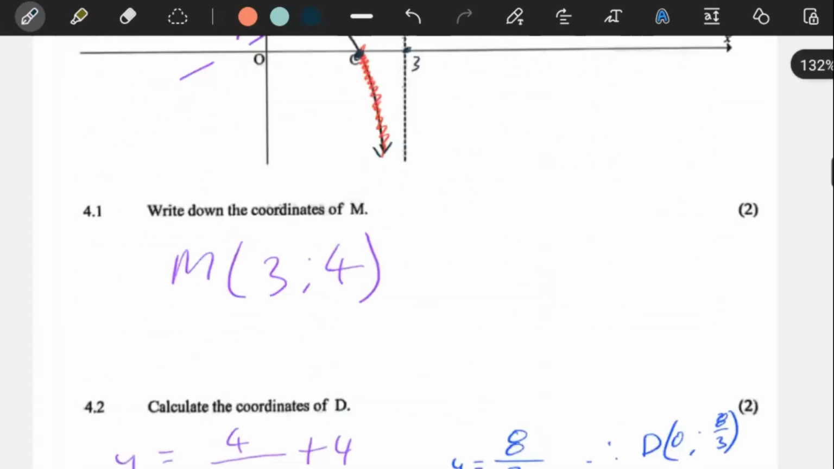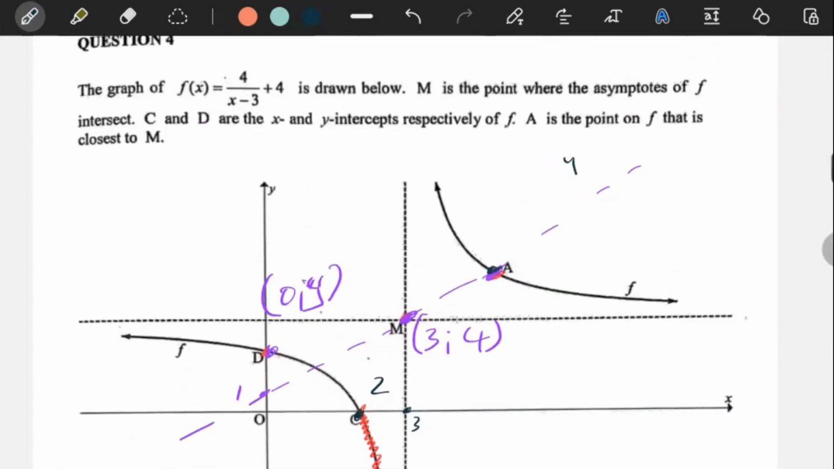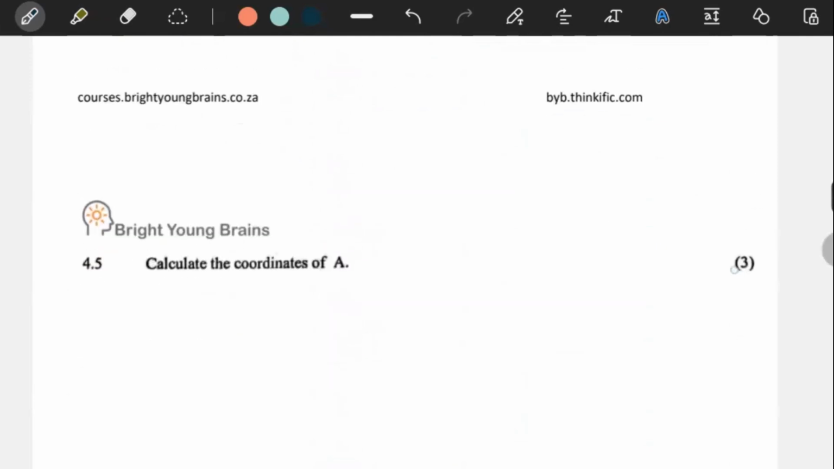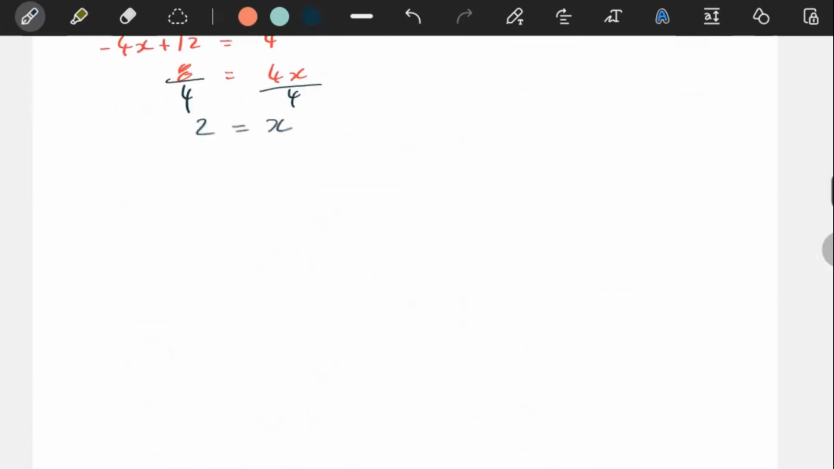4.5, calculate the coordinates of A. A is a point of intersection between the line of symmetry and the graph of f. So, okay, let's work it out. How many marks is this question? 3. So, fine. The equation of f equal to the equation of y. Y is 4. And then the equation of our line of symmetry, it was x plus 1 here.